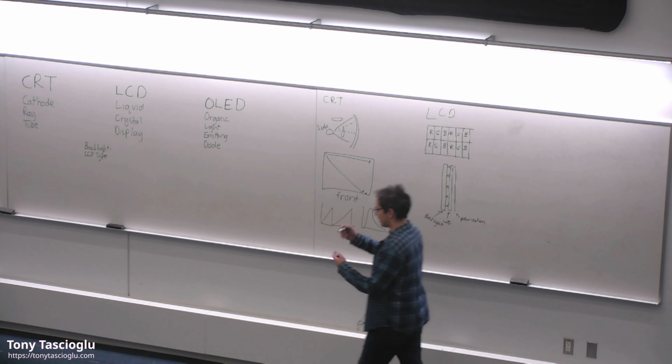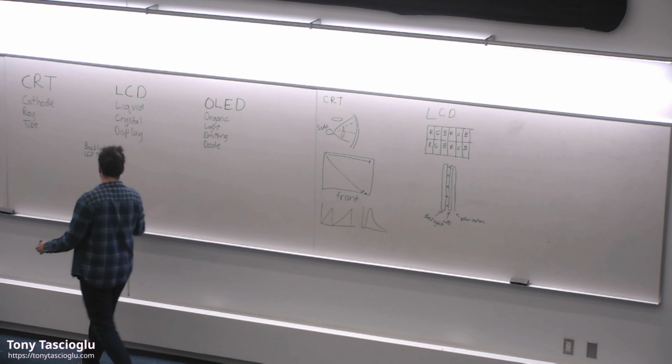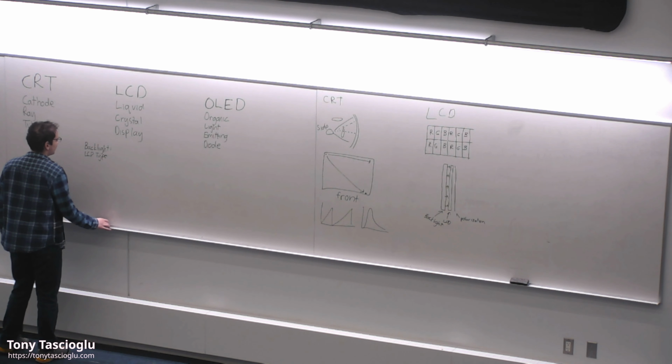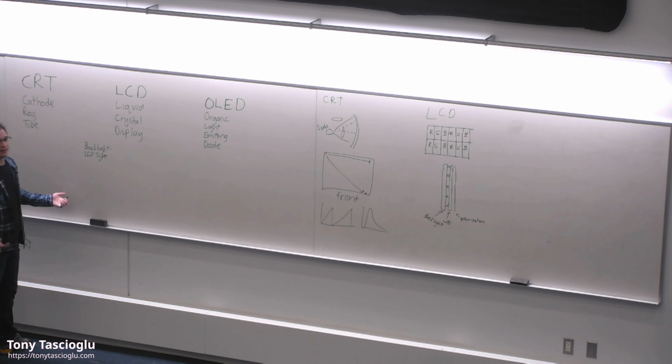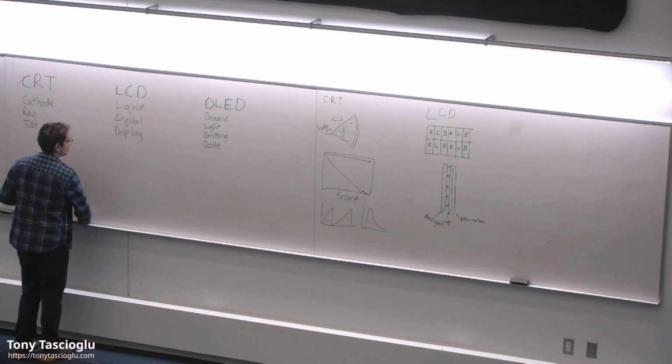Now, as I said, the two main things that distinguish LCD displays, and again, these are the most common types of displays that you see on the market today, are the backlight type and the LCD type. So let's start with backlight.